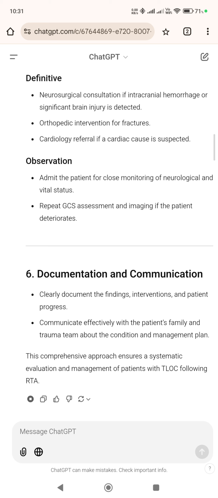Number 6. Documentation and communication. Clearly document the findings, interventions, and patient progress. Communicate effectively with the patient's family and trauma team about the condition and management plan. This comprehensive approach ensures a systematic evaluation and management of patients with TLOC following RTA.